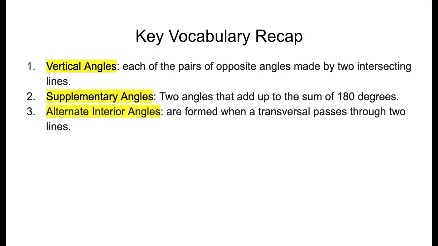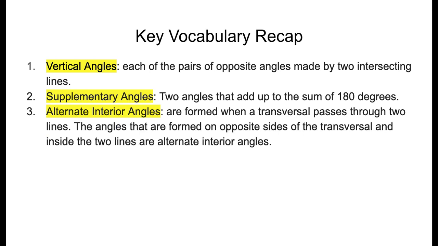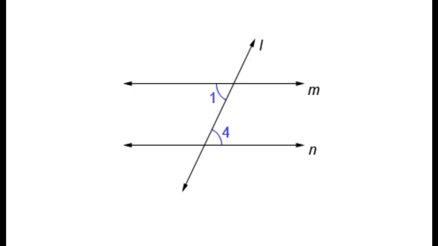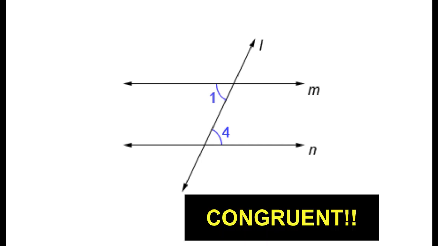Alternate interior angles are formed when a transversal passes through two lines. The angles that are formed on opposite sides of the transversal and inside the two lines are alternate interior angles. Here we see that we have a transversal, line L, that cuts through lines M and N. And our two inside angles, 1 and 4, that are on opposite sides of each other are our alternate interior angles. It is important to note that they are congruent, so they have the same value.